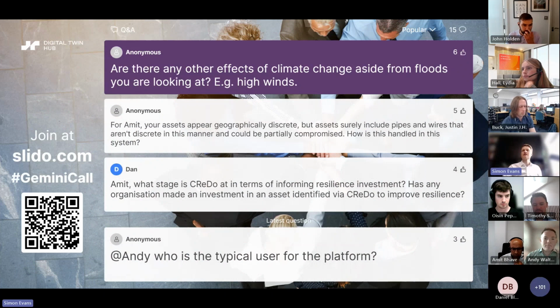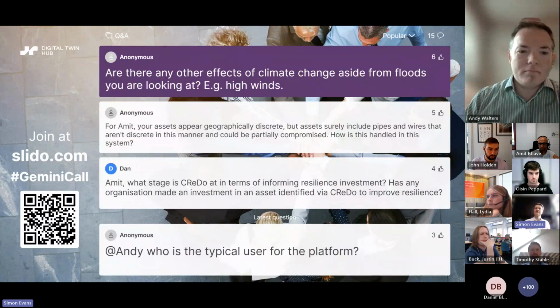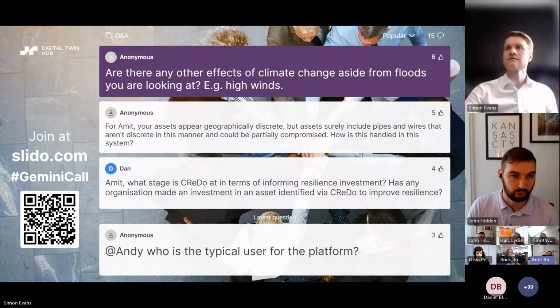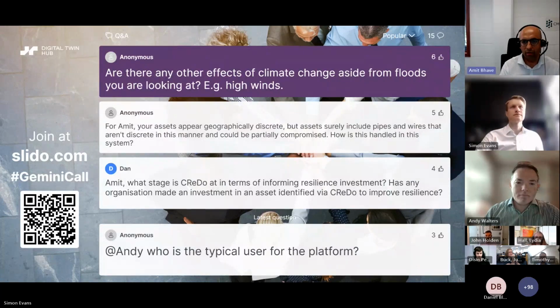So Amit, our first question is to yourself here, which says, are there any other effects from climate change aside from flooding that you're looking at? For example, high winds. Yeah, thanks, Simon. Thank you for the question. So within CReDo current phases, we have focused on flooding and different types of floods. The issues regarding extreme heat or high winds and other aspects will be looked at in the ensuing follow-up projects that we are starting in the collaborative sense. And this is very much on cards, but we haven't done that work yet.